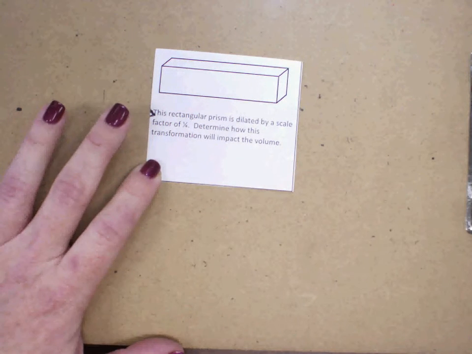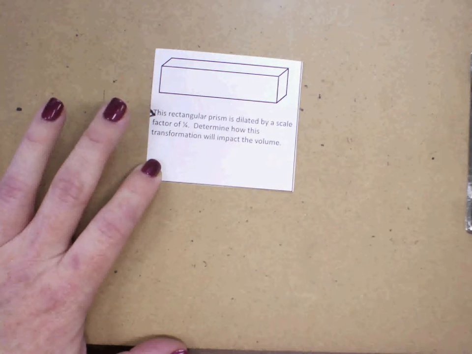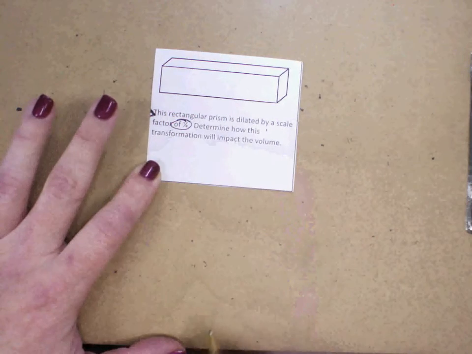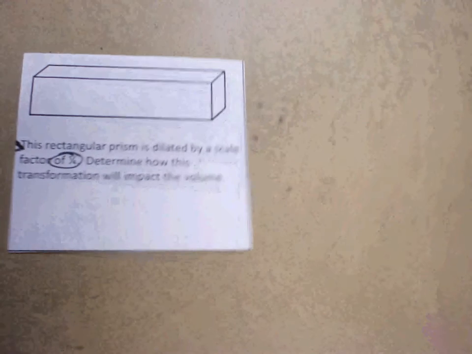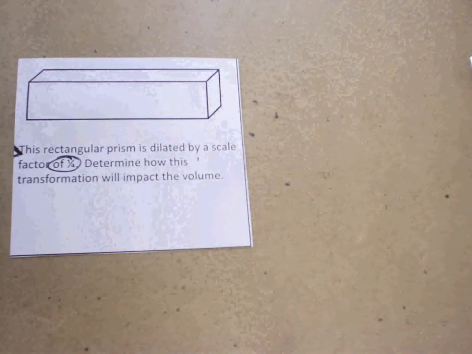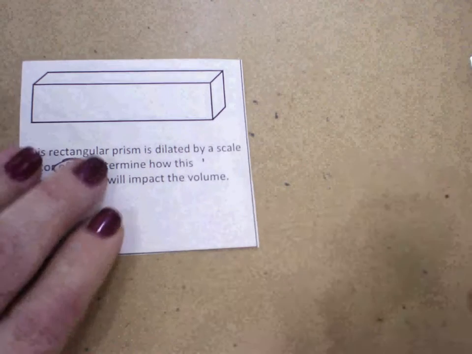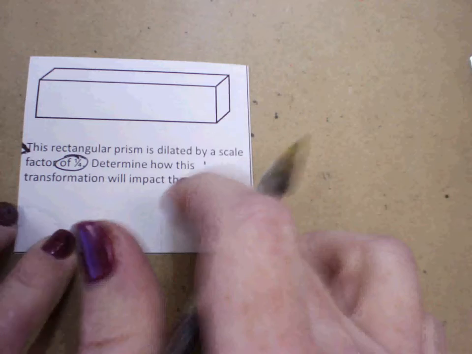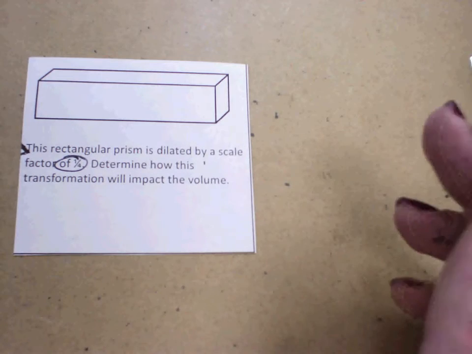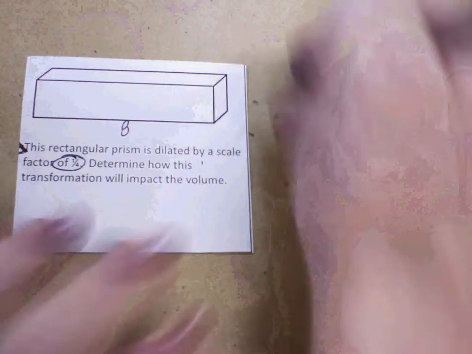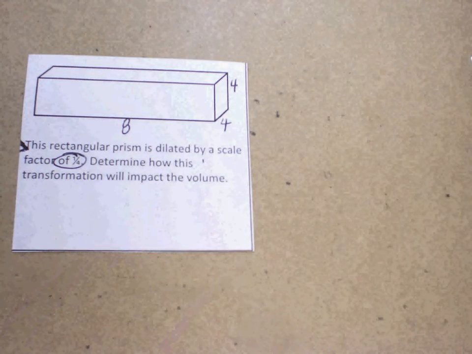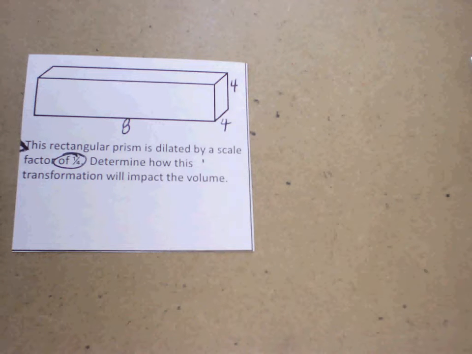You want the trapezoid? This one? That one? All right, so let's do this one then. This one says, this rectangular prism is dilated by a factor of 1/4. So is it going to be bigger or is it going to be smaller? Smaller, because it's 1/4. That's less than 1, right? Which means we've got to figure out the volume.